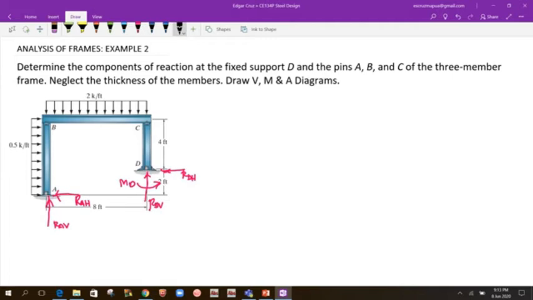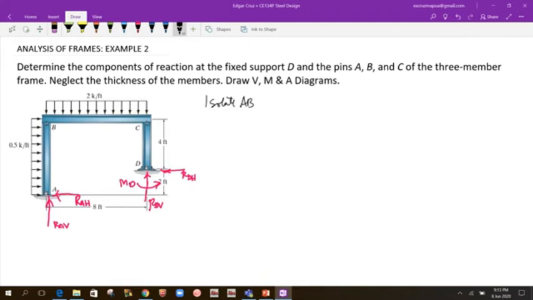Okay, so what equations of equilibrium can we have? If we take moments at A, we'll have three unknown reactions. If we take moment at D, we will also have three unknown reactions. So what we're going to do is isolate members. Since the joints B and C are also pinned, we could take advantage of that. So let us isolate member AB, the vertical member AB.